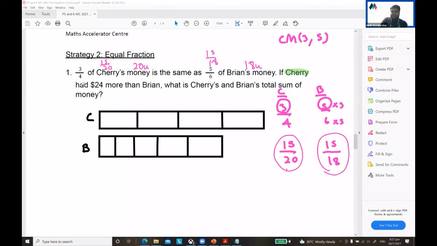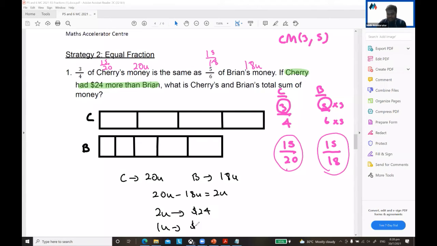If Cherry had $24 more than Brian, so Cherry is 20 units, Brian is 18 units. So the difference is 20 units minus 18 units, and that is 2 units. So 2 units is $24. So go and find for 1 unit, which is 24 divided by 2, which is 12. So how many units are we supposed to find? Can you type in the chat?